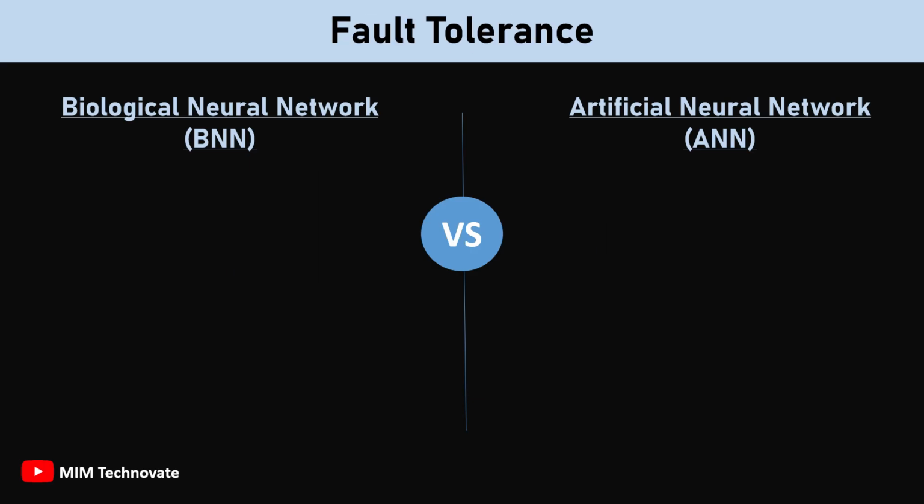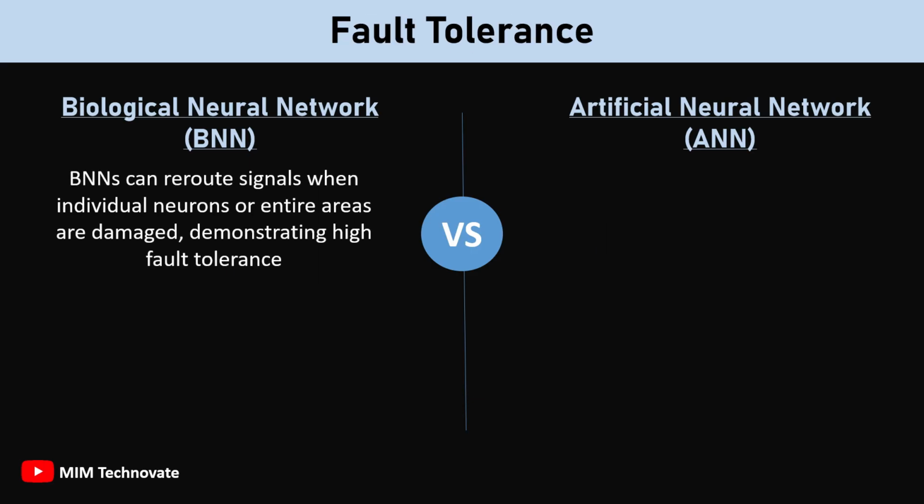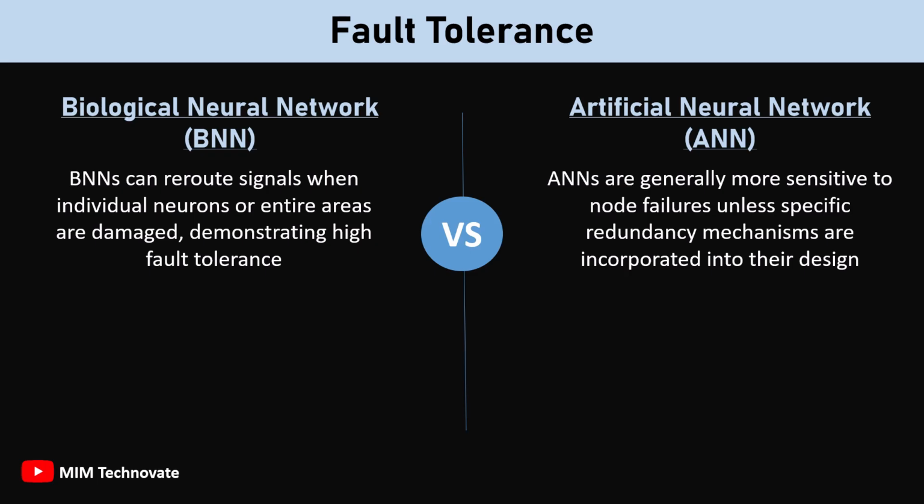Fault tolerance. BNNs can reroute signals when individual neurons or entire areas are damaged, demonstrating high fault tolerance. ANNs are generally more sensitive to node failures unless specific redundancy mechanisms are incorporated into their design.